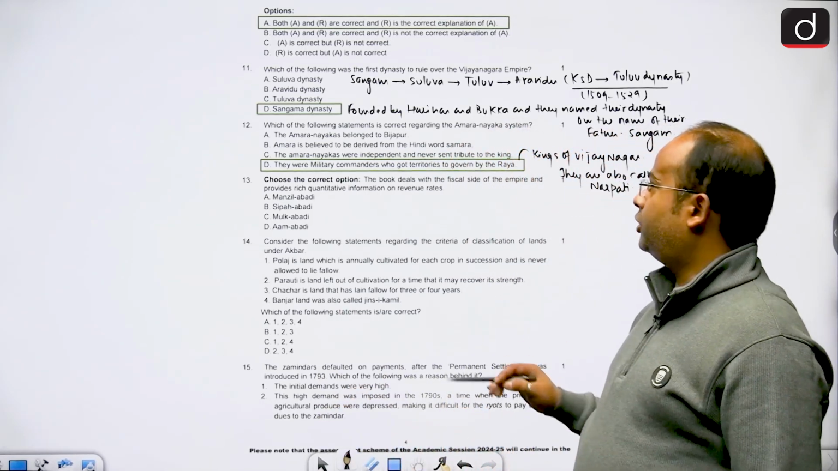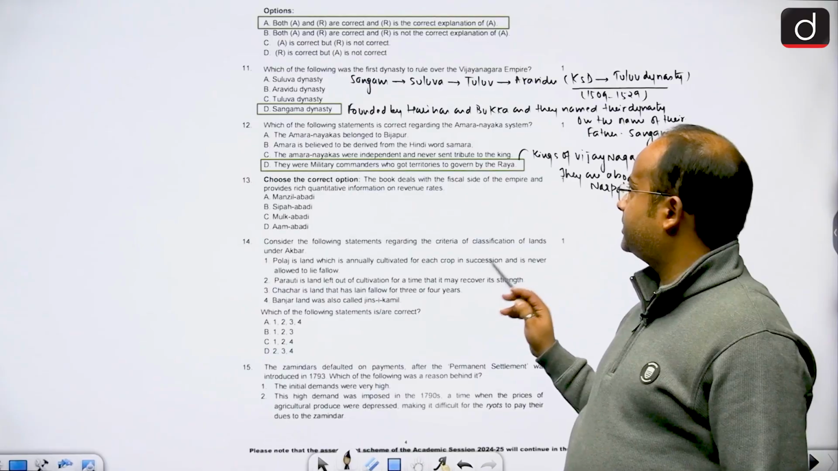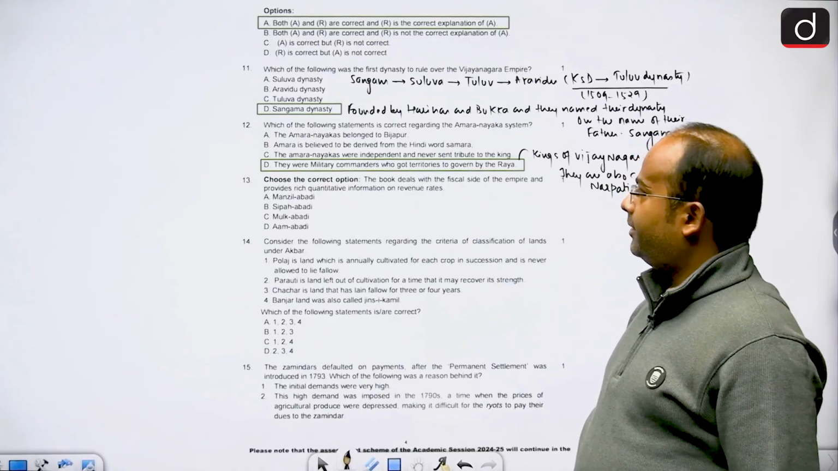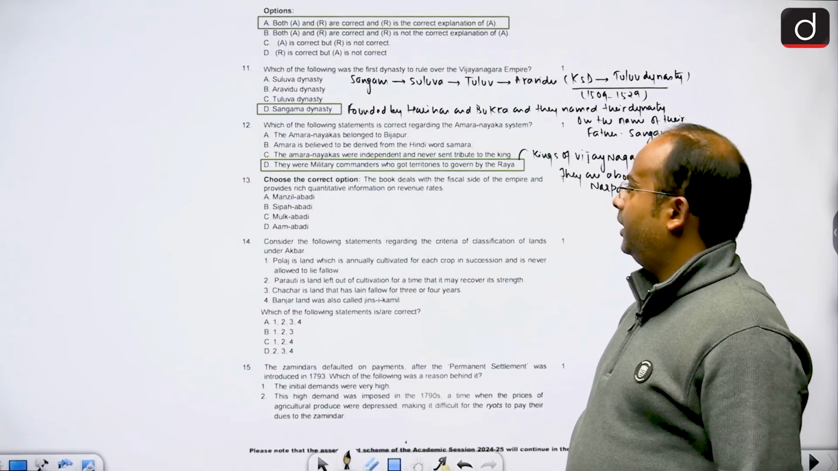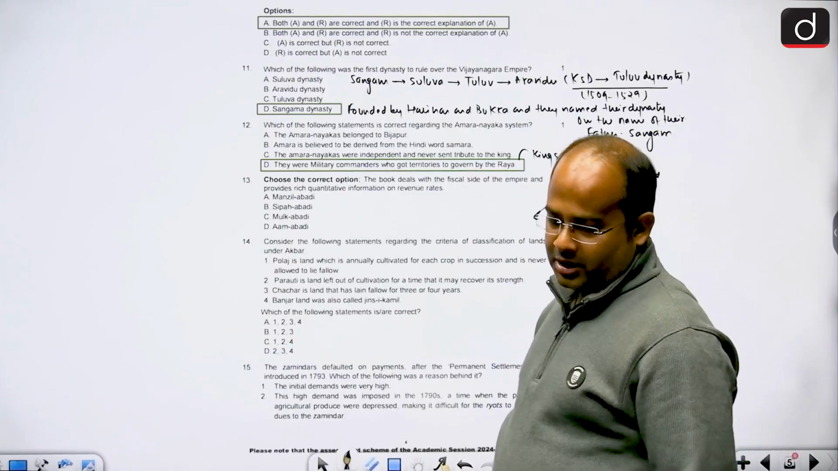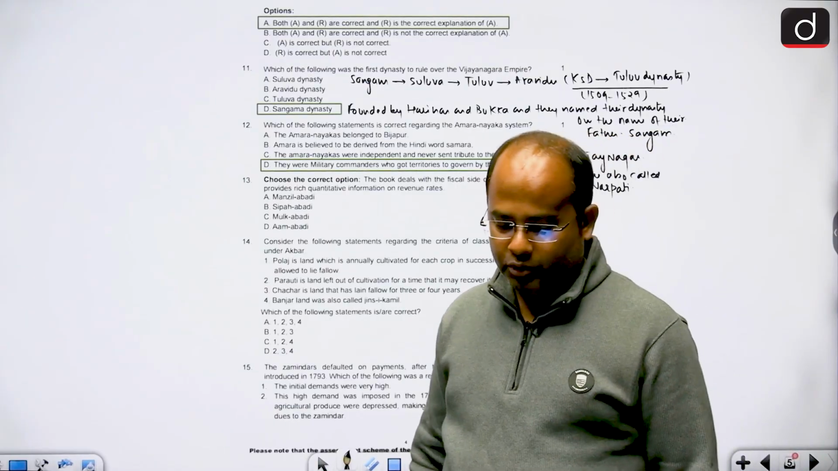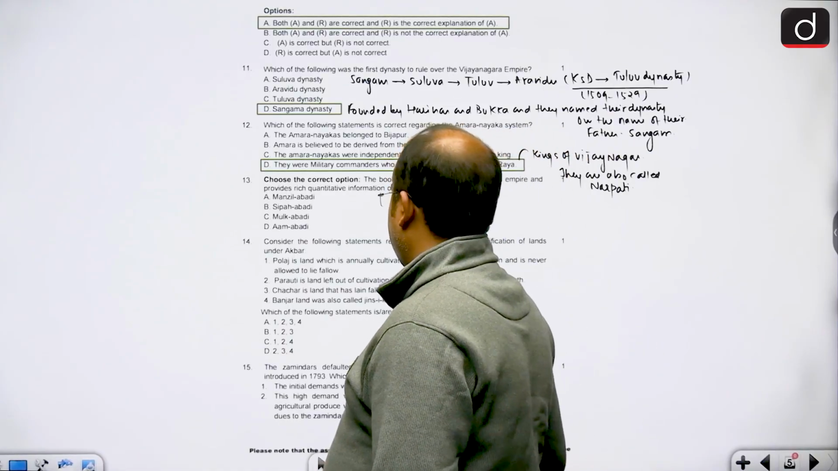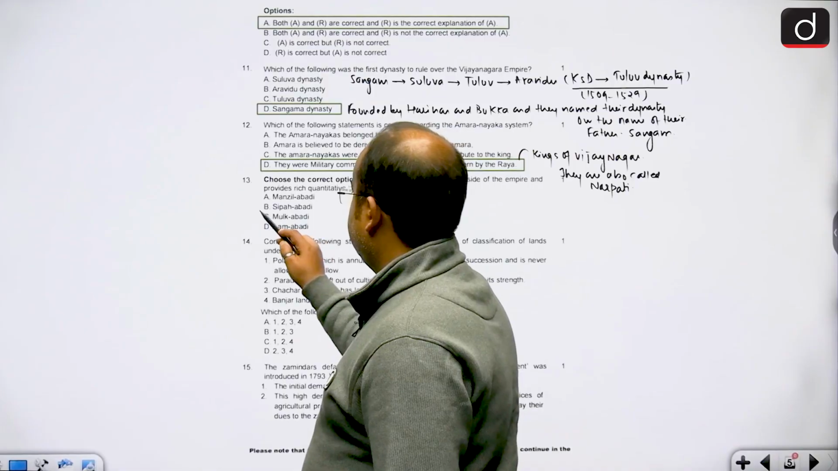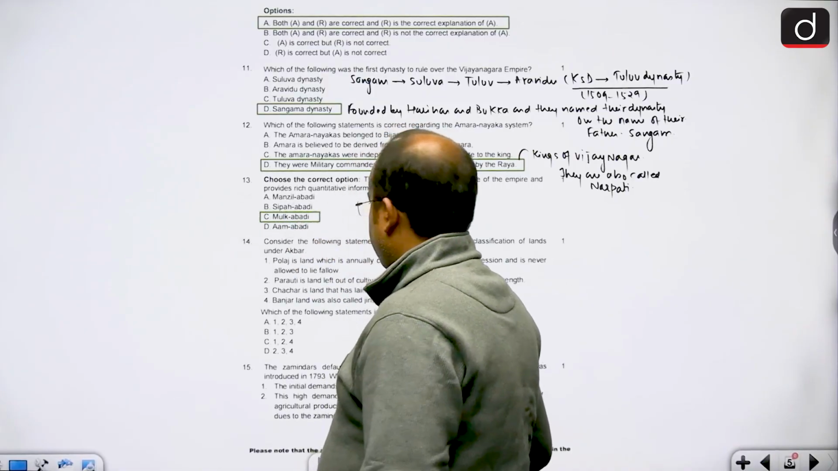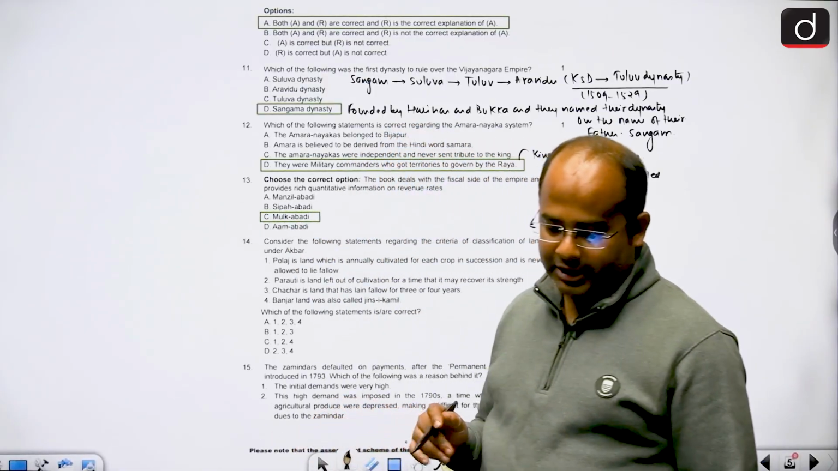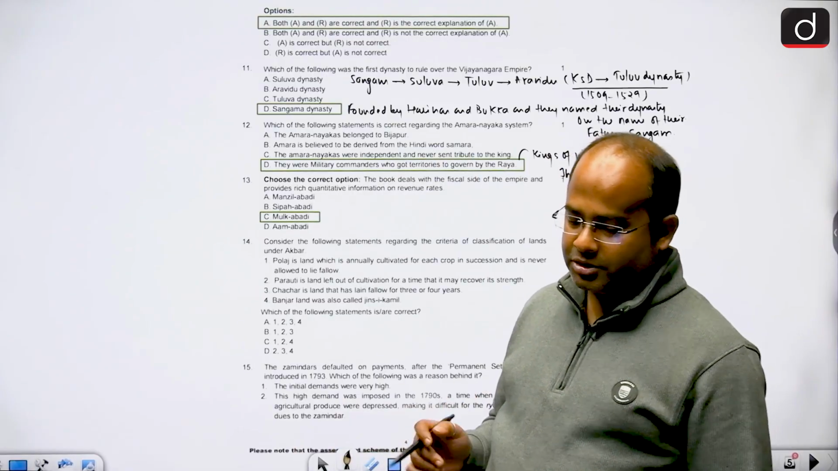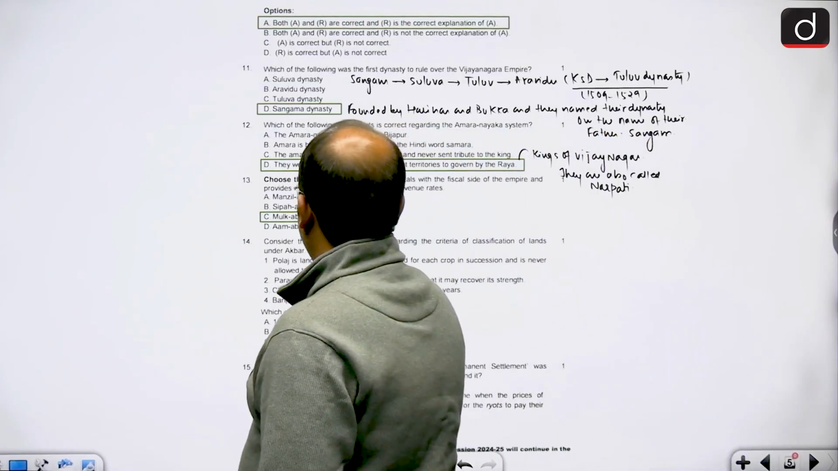Now choose the correct option. The book that deals with the fiscal side of the empire provides rich quantitative information of the revenue rates. That is Manzil Abadi, Sipah Abadi, Mulk Abadi or Aam Abadi. So it is none other than Mulk Abadi, and you will find, my dear friends, that this contains the fiscal administration of Mughal Empire.